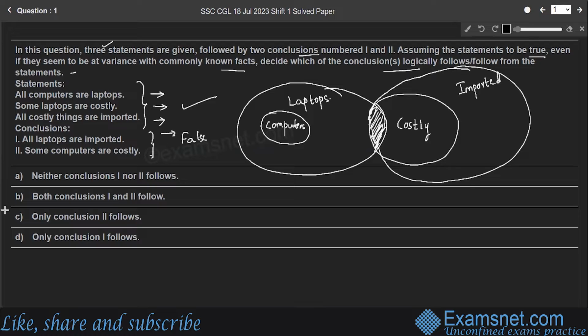Therefore, the first conclusion is a false conclusion. And the second conclusion is some computers are costly. There is no direct relation between computers and costly here. Therefore, again, a false conclusion. So both the conclusions are not true. Therefore, option A is the right answer. Neither conclusion 1 nor 2 follows.